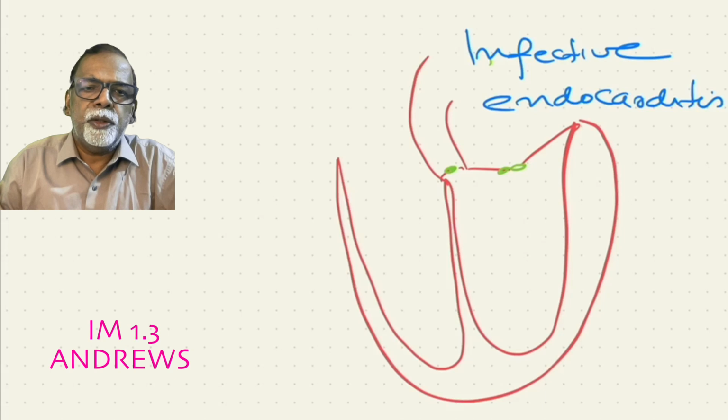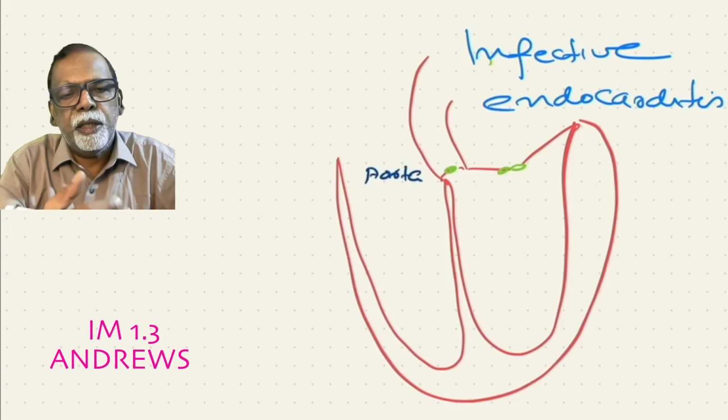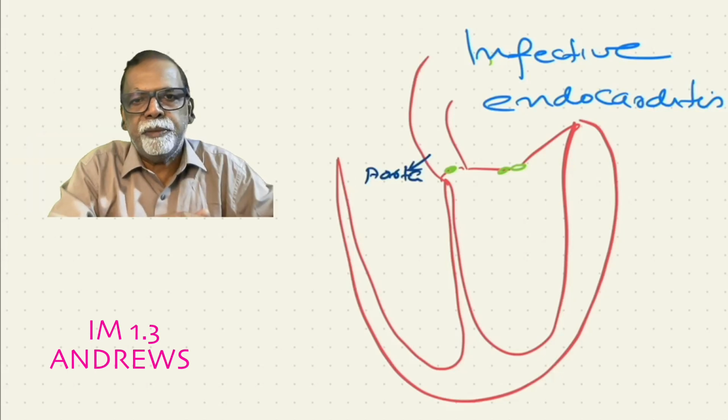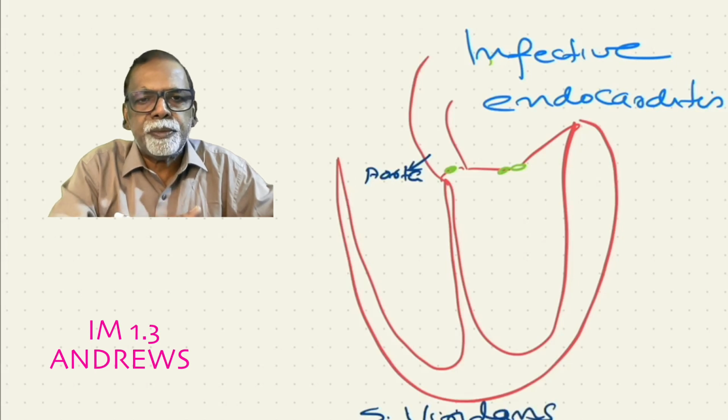Going to infective endocarditis, this will be discussed in another session. Infective endocarditis occurs when bacteria colonize the already damaged valve. Usually the most common organism is the viridans streptococci. The details will be discussed in another session.